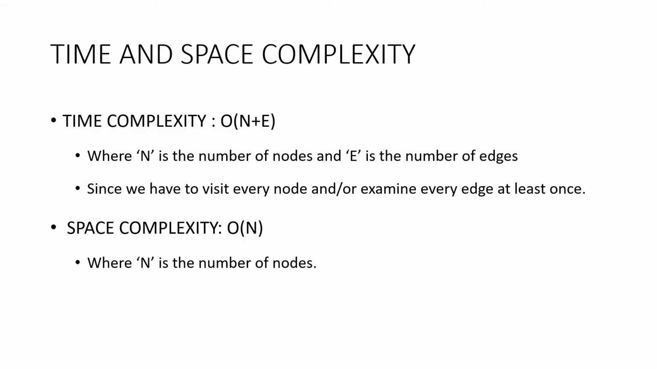Time complexity: Big O of n plus e, where n is the number of nodes and e is the number of edges, since we have to visit every node and examine every edge at least once. Space complexity: Big O of n, where n is the number of nodes.